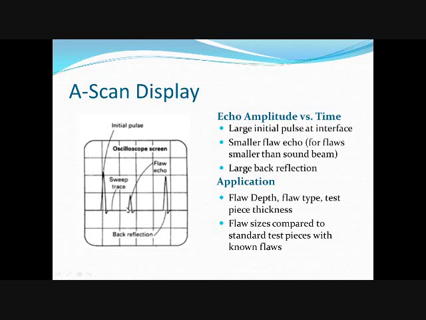Sometimes if you have a very large flaw echo, you will not see this back reflection and you will see a larger flaw echo. The applications of this are typically to find flaw depth, flaw type, and test piece thicknesses. Also, flaw sizes are typically compared to standard test pieces with known flaws.